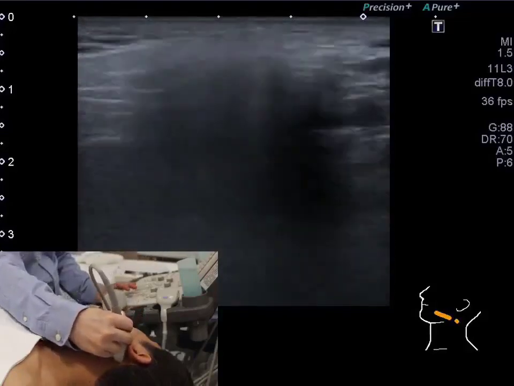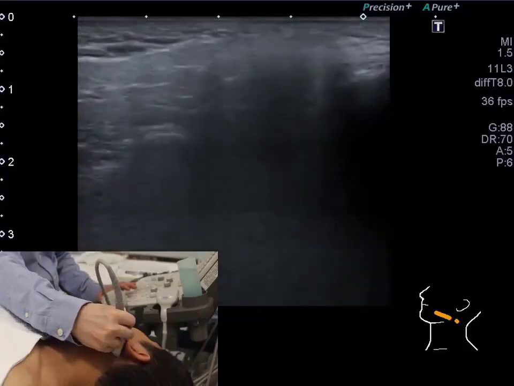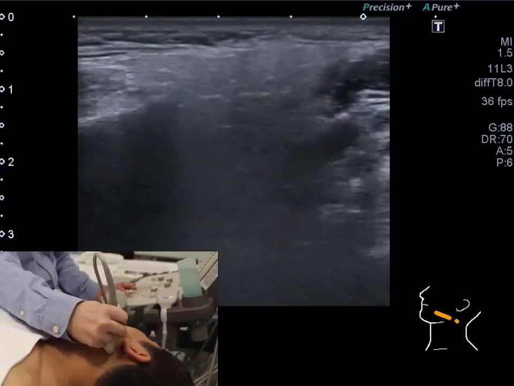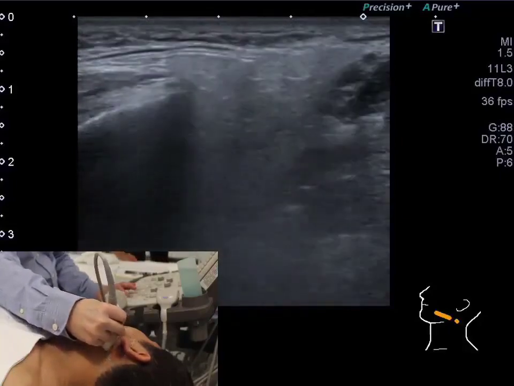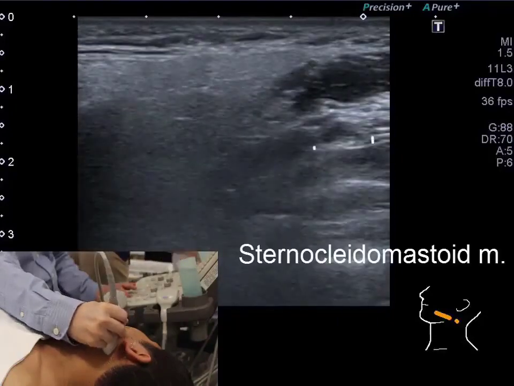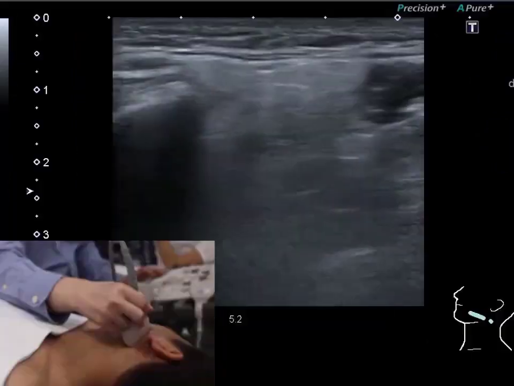Okay, let's look more posteriorly to see the bony prominence of the mastoid process, which is located posteriorly. This is a major landmark to know the location. So we scan the parotid gland, and the muscle posterior to the parotid gland like this is the sternocleidomastoid, which attaches to the mastoid process of the bone like that.